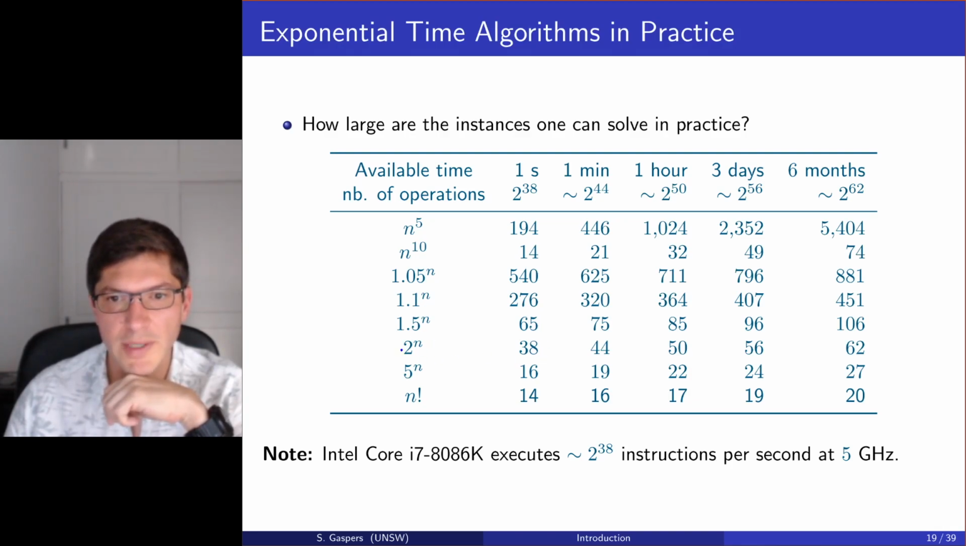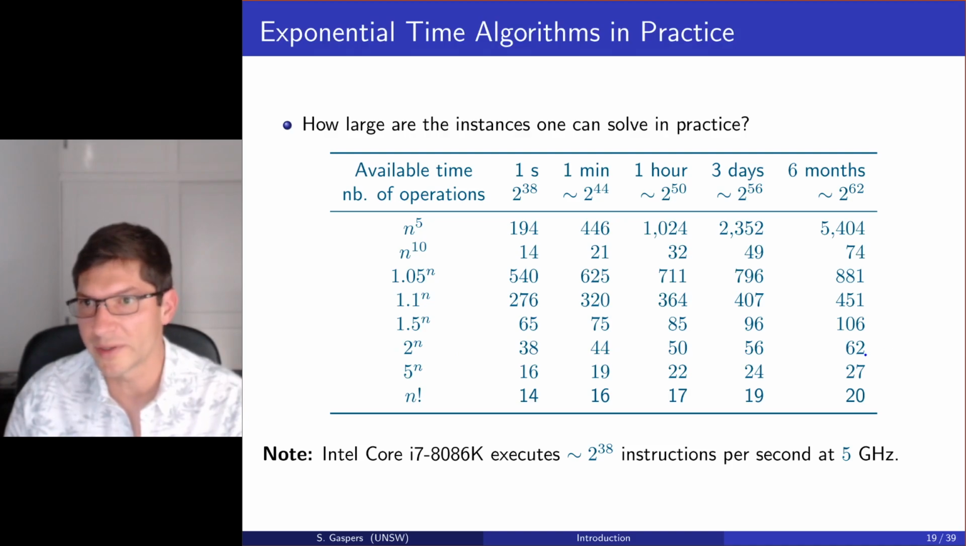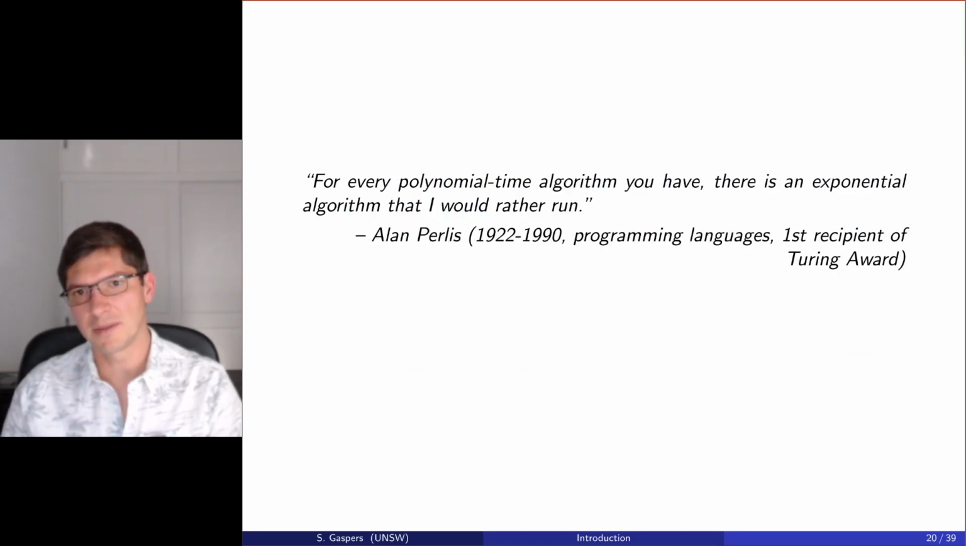Like if we have the 2 to the n algorithm here, it can solve instances of size up to 38 in a second. If we give it an hour, it still only manages instances of size 50. If instead we design a faster algorithm and get a 1.5 to the n time algorithm, then in a second it can solve instances up to size 65. To solve instances of size 65, the 2 to the n algorithm would need more than 6 months. And that's easily explained by this exponential nature of the running times, right?